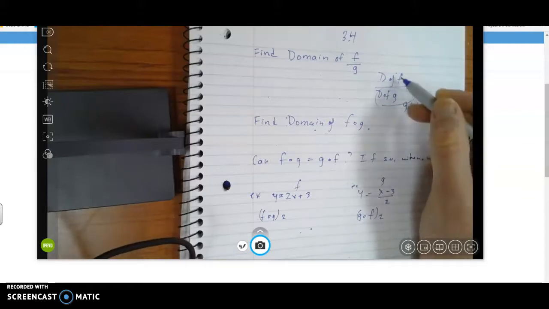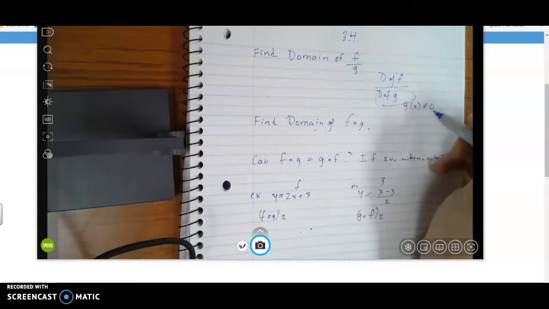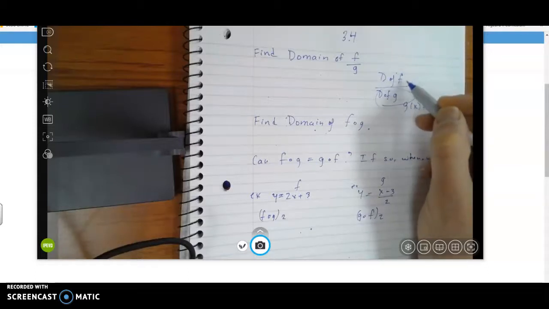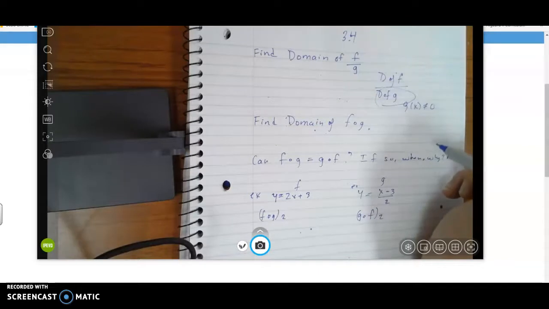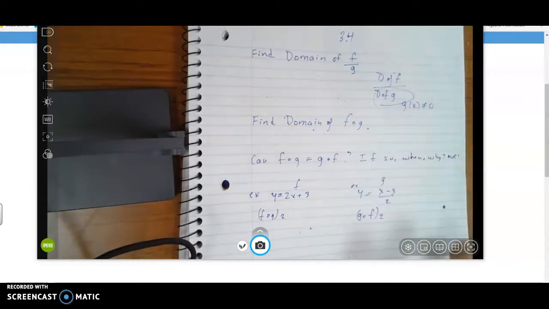Alright, so we find the domain of f and g separately such that g of x does not equal 0. And if you have a square root or something in f, then you have to obey those rules separately. So we take the domain separately of f and separately of g and just make sure the denominator has no values of x that equal 0.